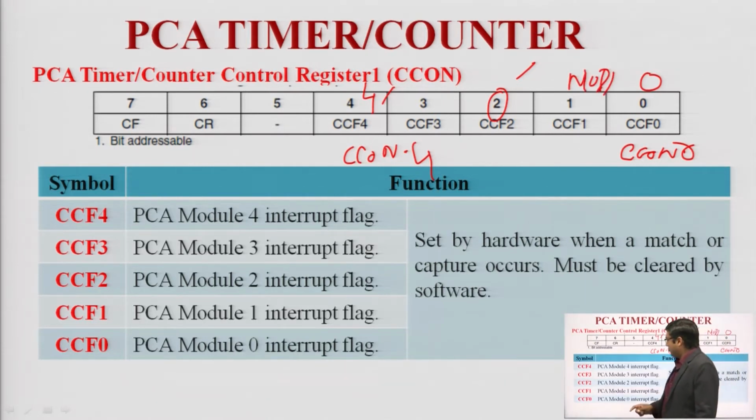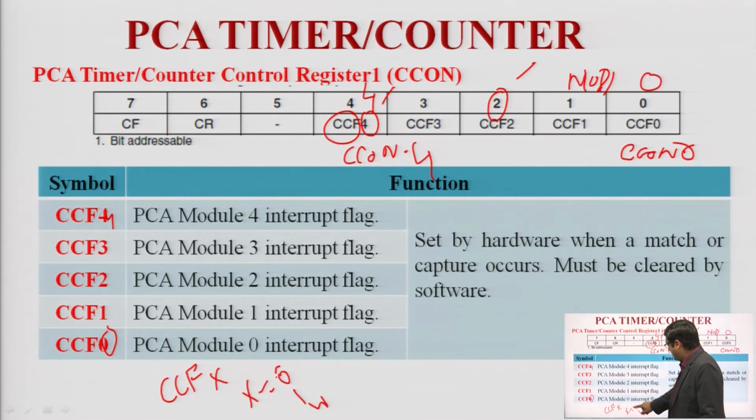Okay. So, CCF has common operations. The index represents the particular module associated with it, so it varies from 0 to 4. We can write CCF x, where x varies from 0 to 4. So, there are 5 modules.